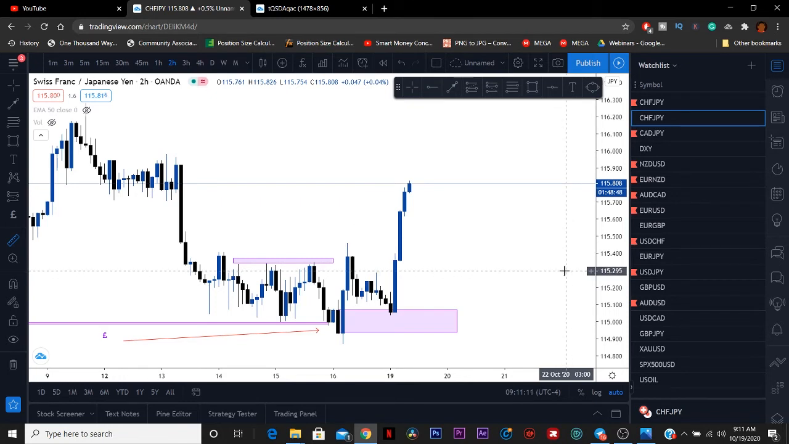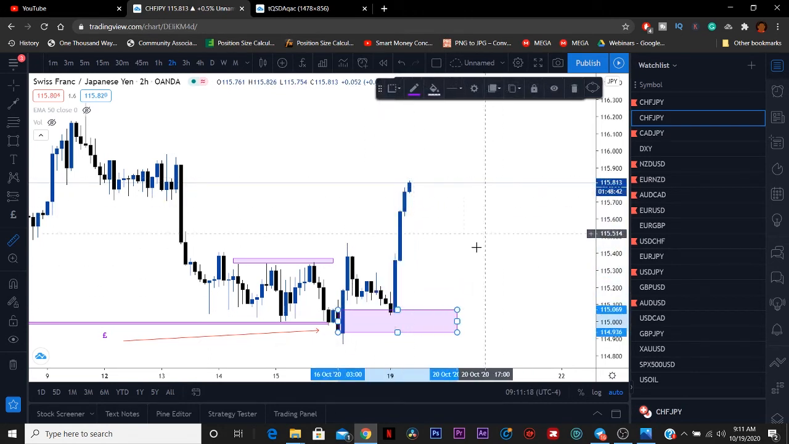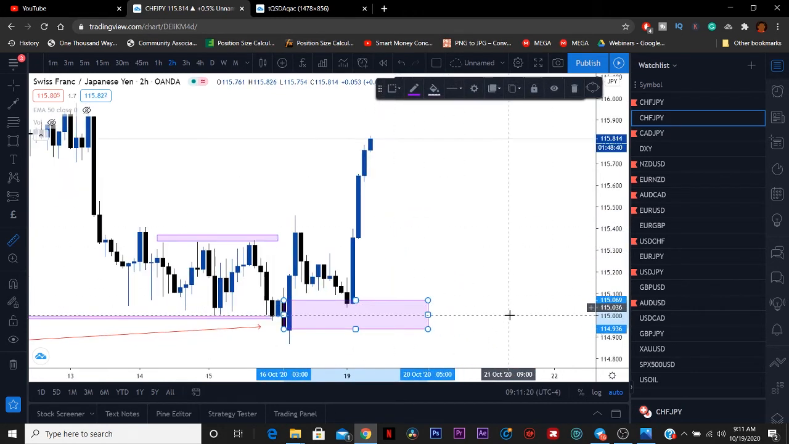So that was another confirmation to me, because you can see the momentum is towards the upside. Now look at these candles right here, towards the upside. So that was another confirmation to me.